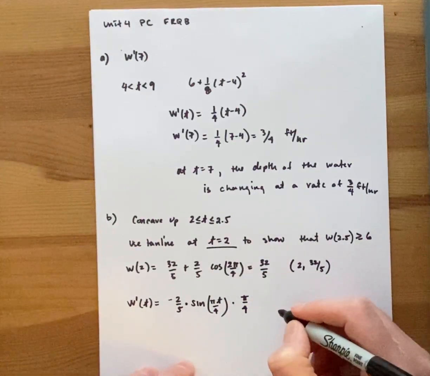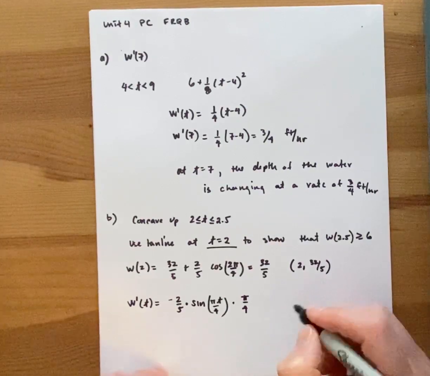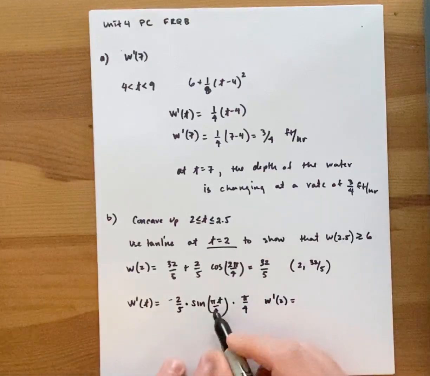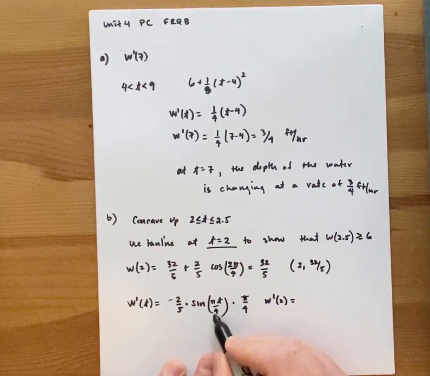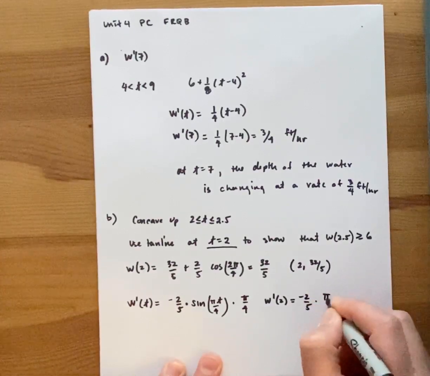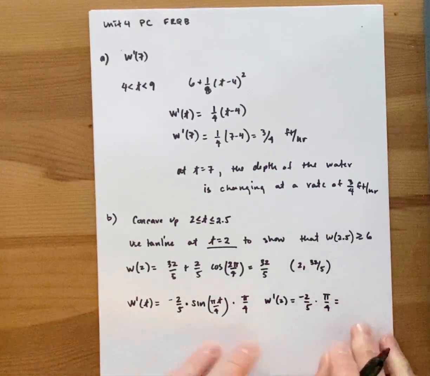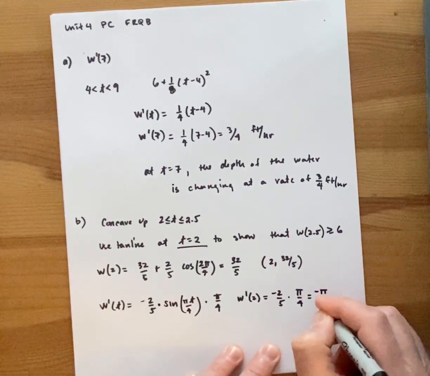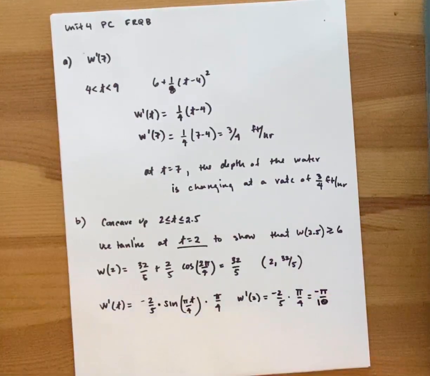So if we plugged in 2, sine of pi over 2 is 1, so this is negative 2/5 times pi over 4, right? So we would get negative pi over 10. Okay.